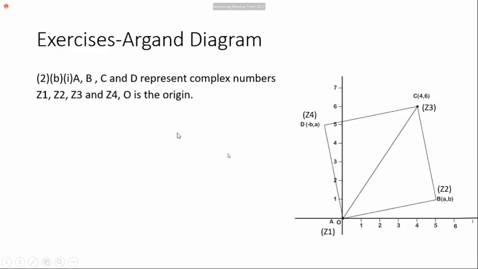ABCD represent the complex numbers Z1, Z3 is same. I see the given Z2 plus D, Z3 is 6 plus. It's very difficult to understand. Don't worry at this stage, right? But we will discuss some of the simple ones.